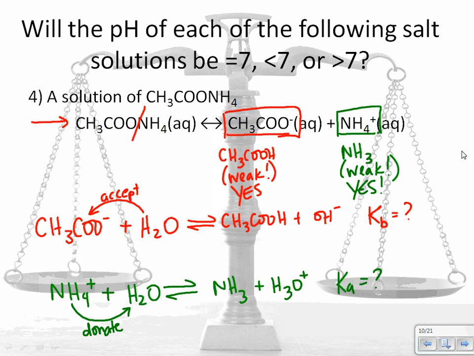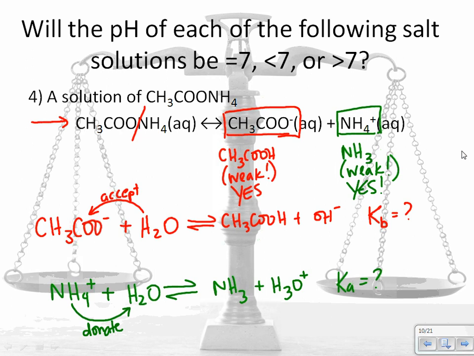Whichever one's bigger tells you which one is stronger, and will tell you if it's going to be acidic or basic. So if Ka is bigger than Kb, that means this one is stronger, which means it's going to be acidic. If Kb is bigger than Ka, then it's going to be basic. Okay, so how do we figure these out?